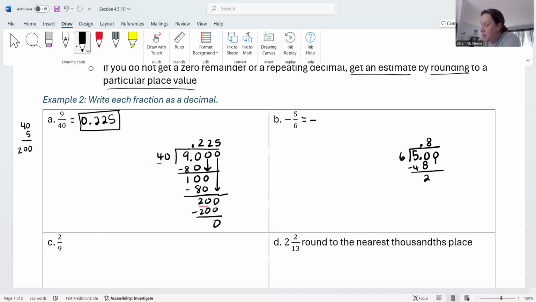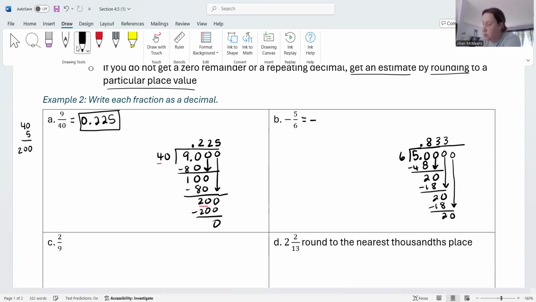Let's go ahead and add another 0 and drop it down. Now I want to figure out how many times 6 will go into 20. Well, 6 will go into 20 3 times. 3 times 6 is 18. So 20 minus 18 is 2. Add a 0 and drop it down, and we've got another 20. So we got a 20 again. Let's do this at least one more time. 6 will go into 20 3 times. 3 times 6 is 18, and I got a 2 again. Well, if I add a 0 and drop it down, I've got a 20 again.